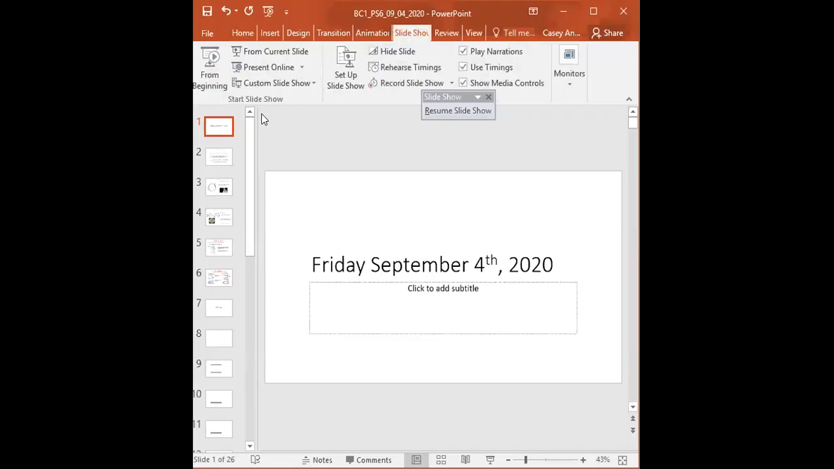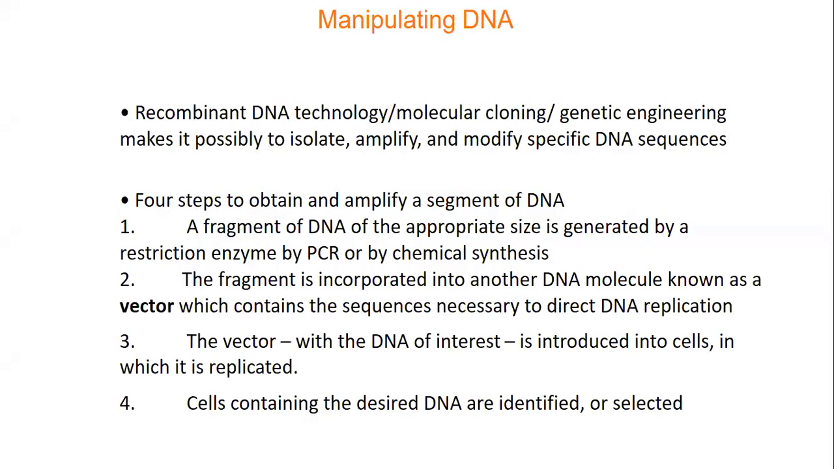Let me pop this up. All right. What we're going to talk about today is how we manipulate DNA inside of a lab. We're going to talk about recombinant DNA technology, how to clone, how to do genetic engineering. This allows us to isolate a sequence, amplify it, and modify it based on our needs, right?